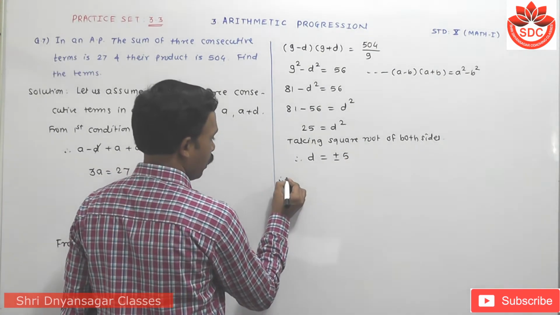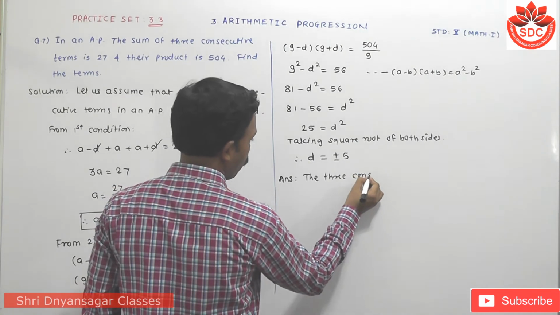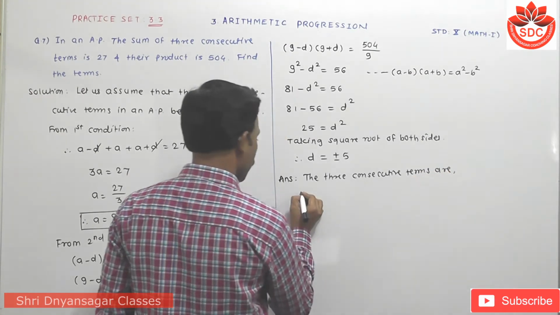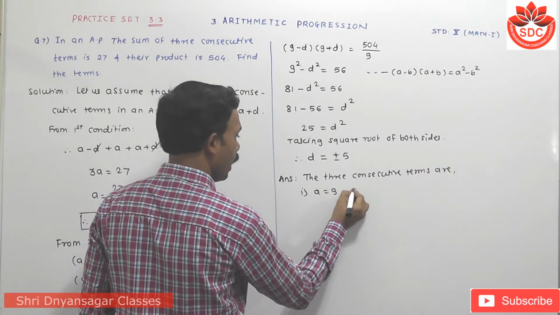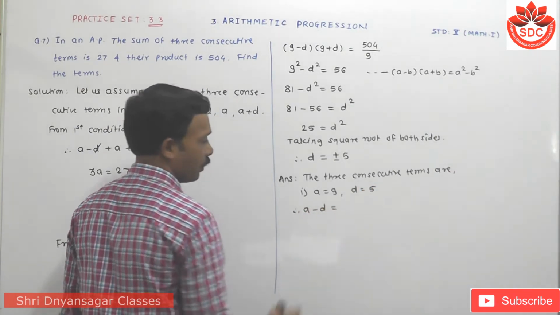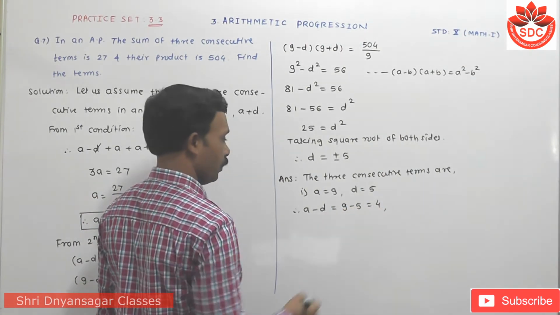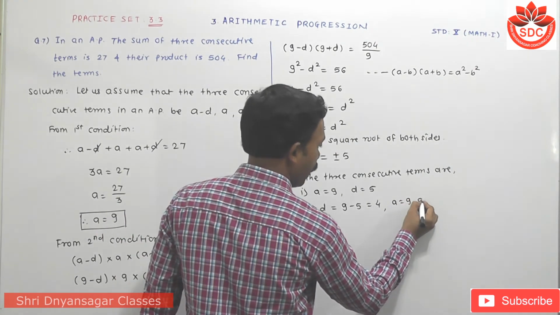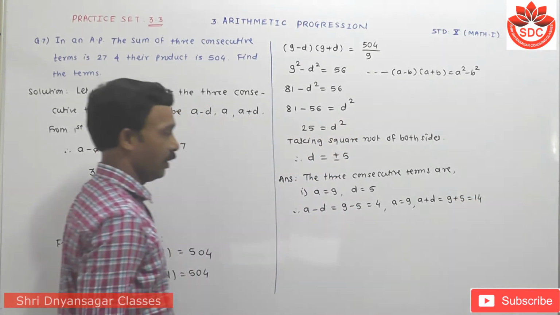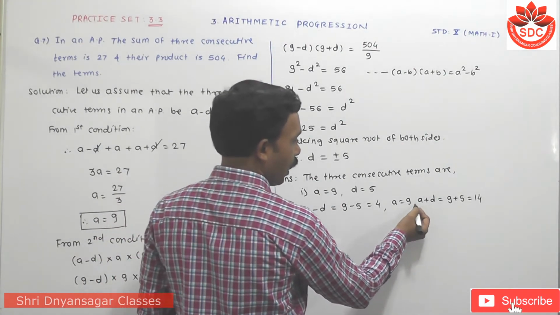Therefore, answering in full sentence, I will write the three consecutive terms are: first point, if a is equal to 9 and d is equal to plus 5, therefore a minus d is equal to 9 minus 5 is equal to how much? 4. Then a is equal to 9 and a plus d, meaning 9 plus 5, is equal to how much? 14. Meaning the three terms are 4, 9 and 14.